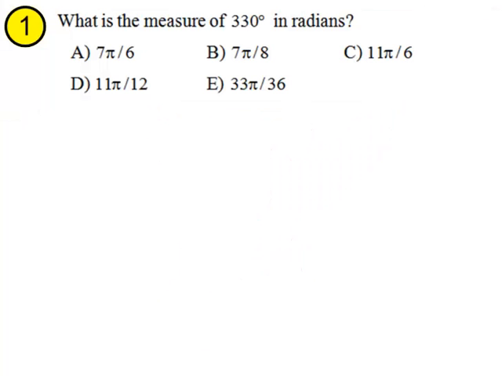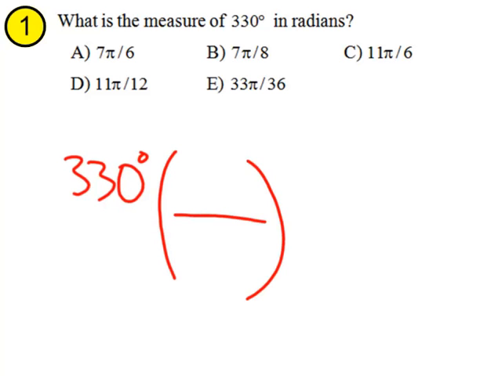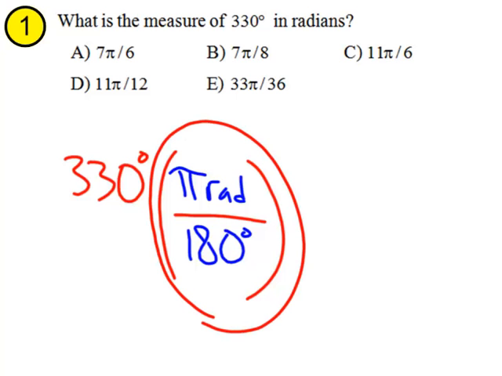Let's get to it. Question number 1, what is the measure of 330 degrees in radians? This is simply a conversion problem, converting just like we should be able to convert inches into feet. Here we need to be able to convert 330 degrees into radians. We should know that our conversion factor is pi radians equals 180 degrees. And therefore this entire conversion factor technically equals 1. It's always allowable to multiply by 1, and here we are doing so just to convert the units.